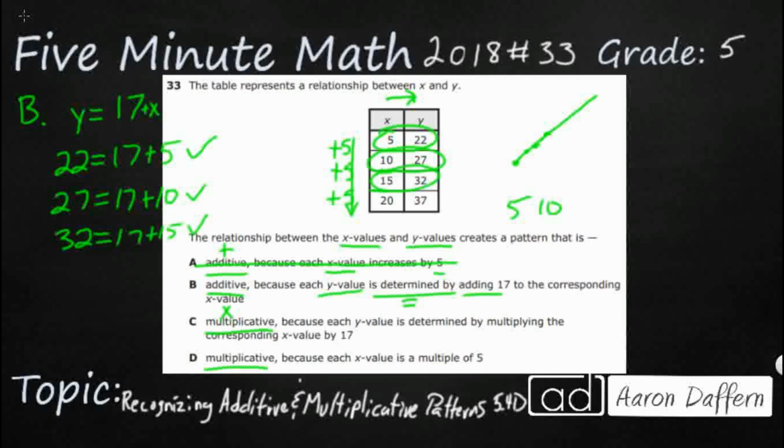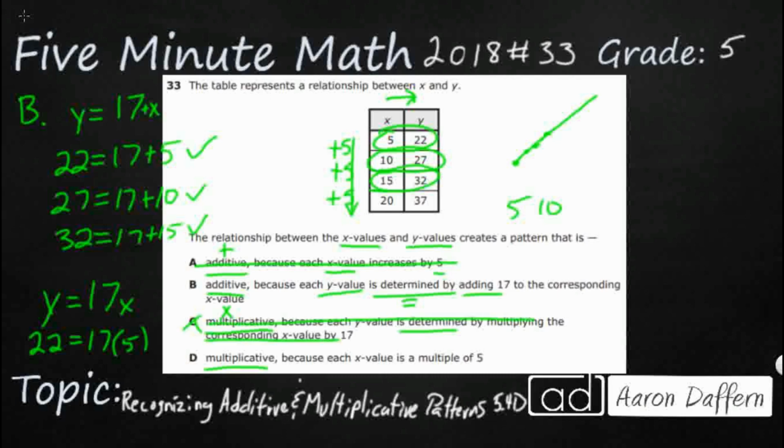I'm thinking this is an additive pattern, so definitely thinking it's B, but we got to eliminate C and D. C says multiplicative because each y value is determined by multiplying the corresponding x value by 17. Ooh, no, that's not going to work. That's what this would look like. Y value is determined, it means equals, multiplying x by 17, so 17x. So that means 22 equals 17 times x, which is 5. No, that is not correct. That's 85. So that is incorrect right there.